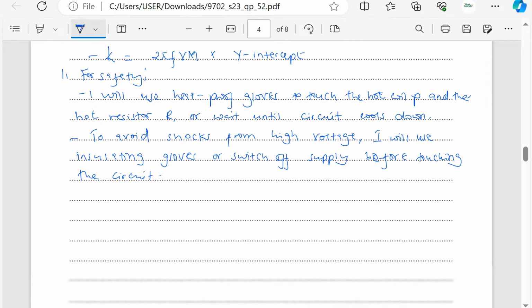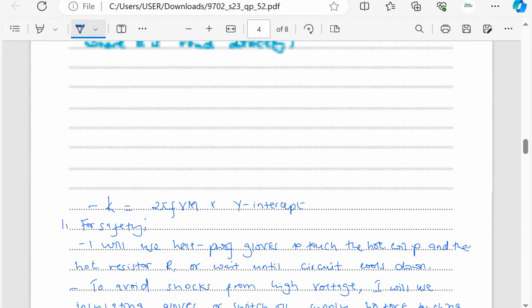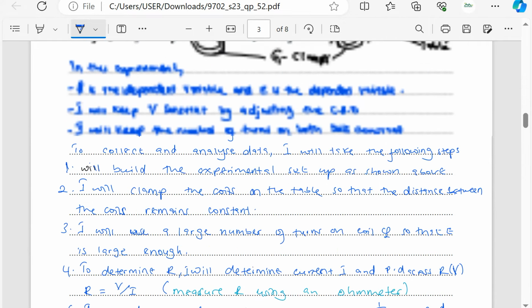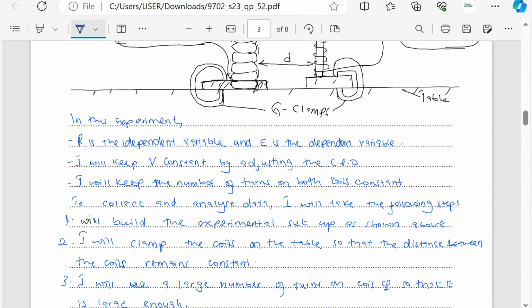I think that is my essay. I think I've tried to write everything. I just need to read it through before I go to another question. In this experiment, R is the independent variable and E is the dependent variable. I will keep V constant by adjusting the CRO. I will keep the number of turns on both coils constant. To collect and analyze data, I will take the following steps.